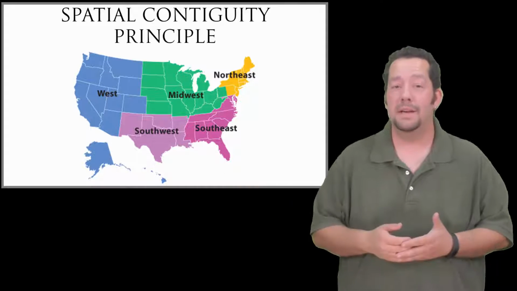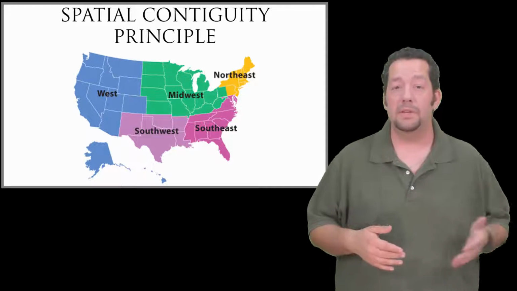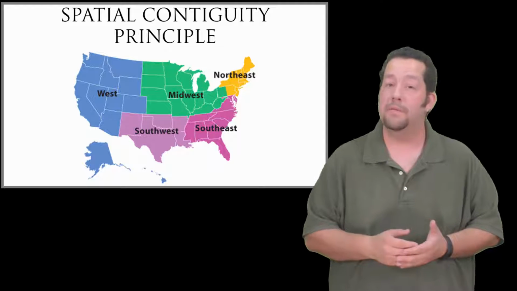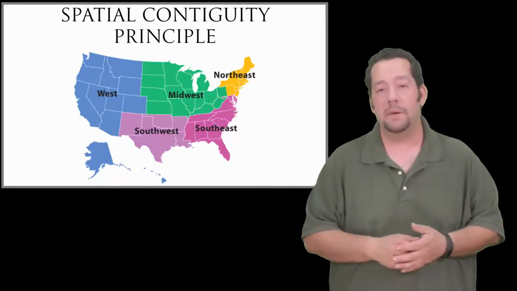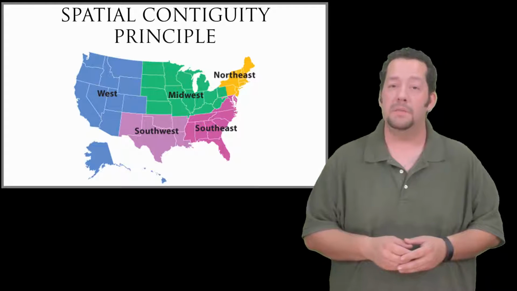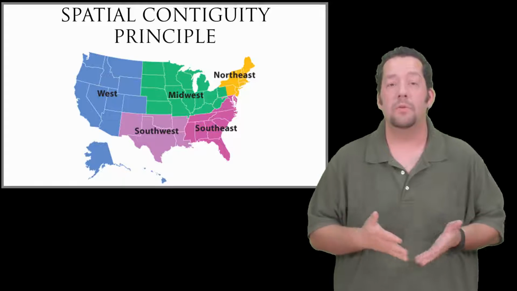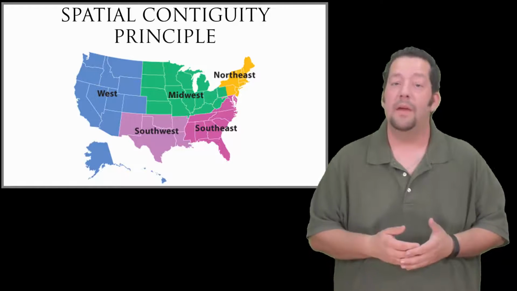So now, as you can see here in this image, the information about the regions is much easier to read and in turn associate with the corresponding areas of the U.S. This is just one example of how you can simplify the learning experience for the learner by making the words and images closer rather than further apart.